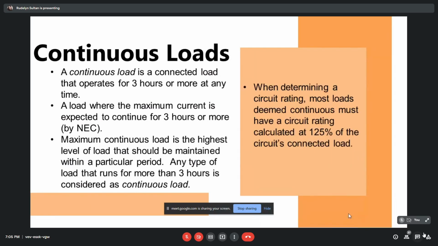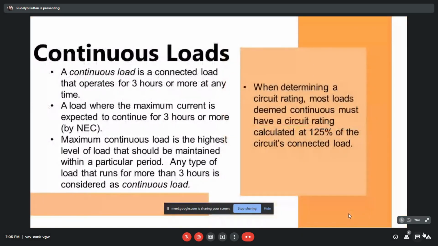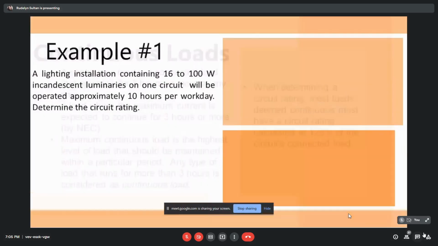And when determining a circuit rating, most loads deemed continuous must have a circuit rating calculated at 125% of the circuit's connected load. Now, what is 125% rule? 125% rule is when we're dealing with continuous loads, which is any load that is expected to run for 3 hours or more. Then we apply na to ang 125% na rule. Now, let's have our first example.